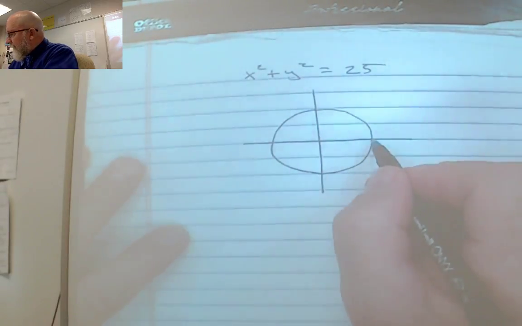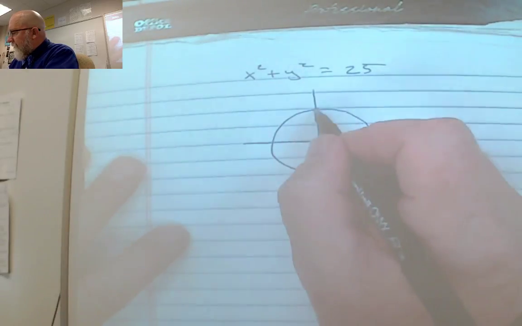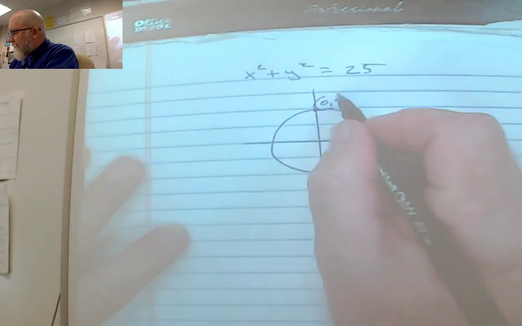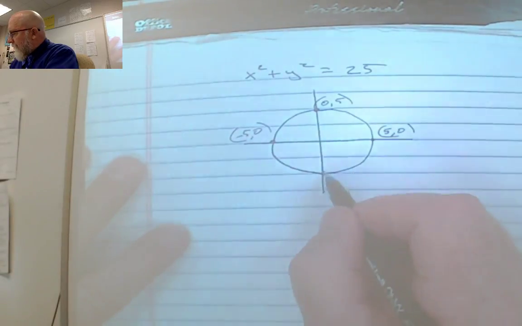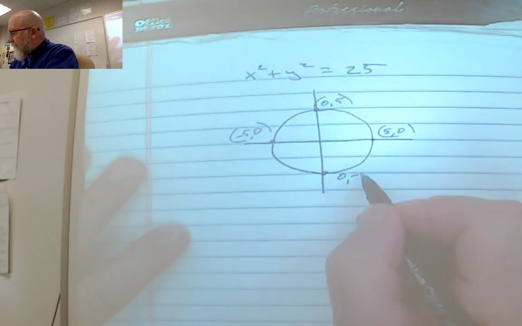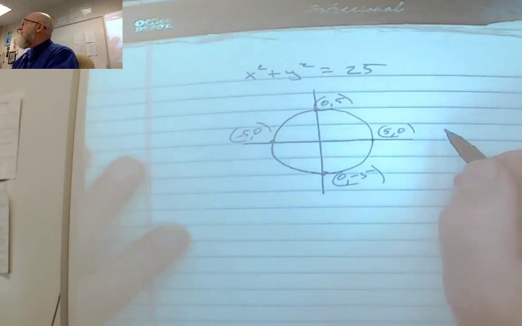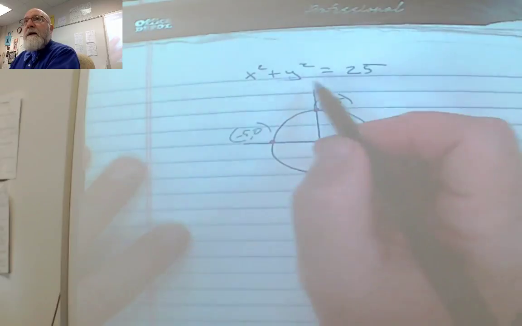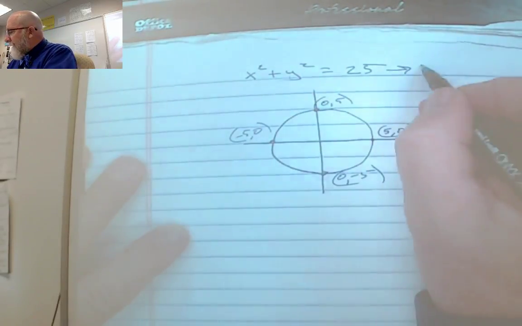5. So this point right here is (5, 0). This point right here is (0, 5). This point right here is (-5, 0). And this point is (0, -5). Okay? That's an equation, right? But it's not a function, is it? Correct? This equation is what we call in implicit form.